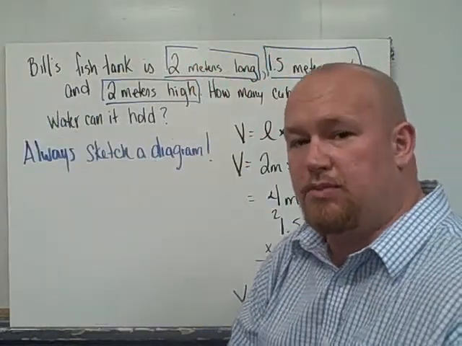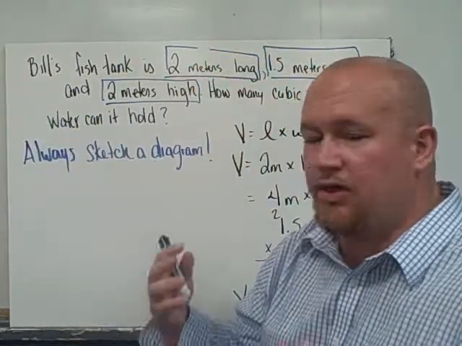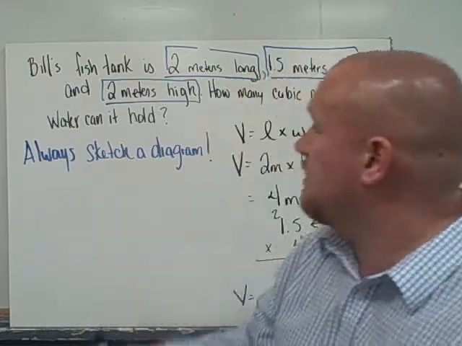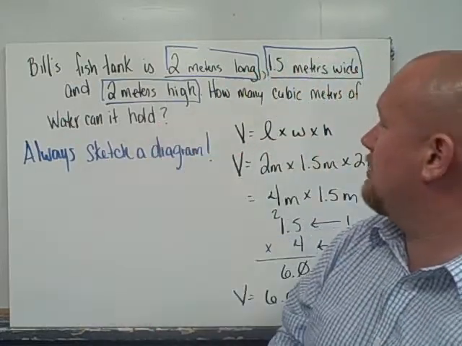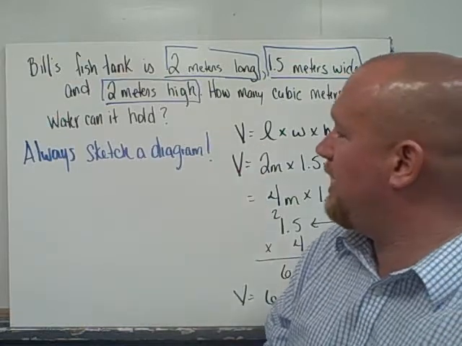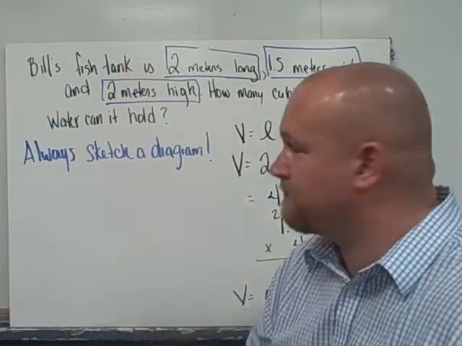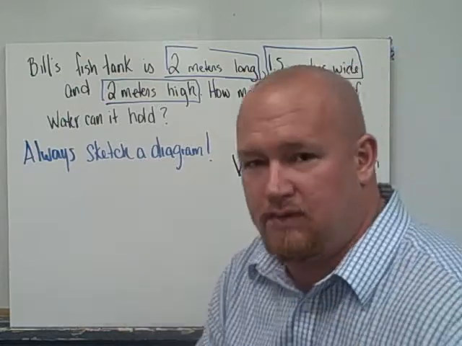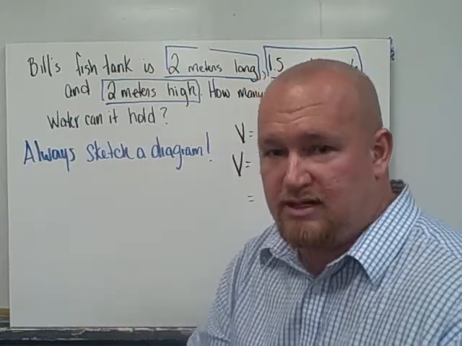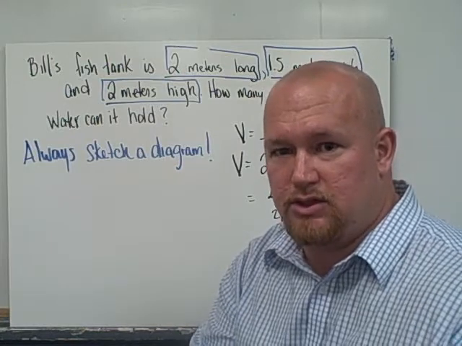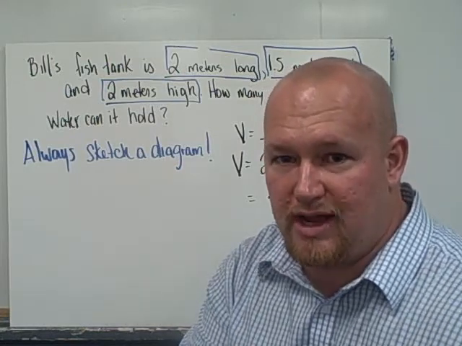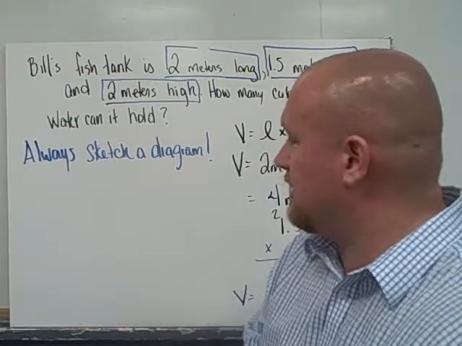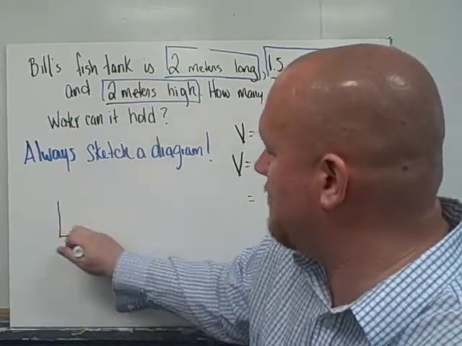You might also see problems where you just take the 3 measurements out of the word problem. For example, let's look at Bill and his fish tank. Bill's fish tank is 2 meters long, 1.5 meters wide, and 2 meters high. How many cubic meters of water can it hold? If you're ever given a word problem that deals with volume or area, I always tell children, draw yourself a diagram for nothing else than just to write down the information that you're given. All right, and it doesn't even have to be perfect.